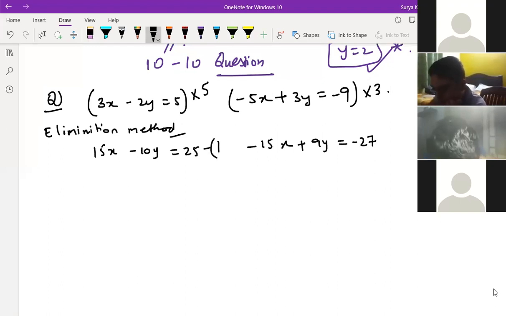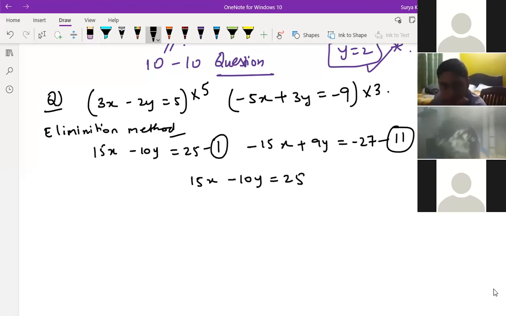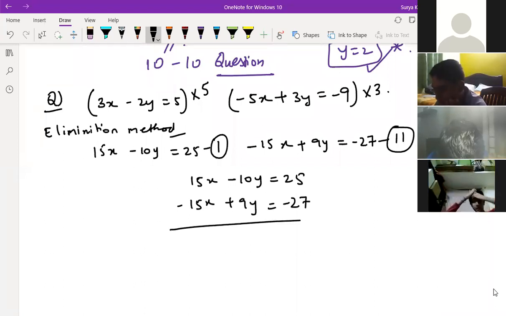This is the first equation, this is the second equation. Till here, anyone having doubt, children, tell me. No, sir. Now see what we need to do. First equation right on top: 15x minus 10y is equal to 25. And second equation right down: minus 15x plus 9y is equal to minus 27. Till here anyone having doubt? Same equation I copied, similar.